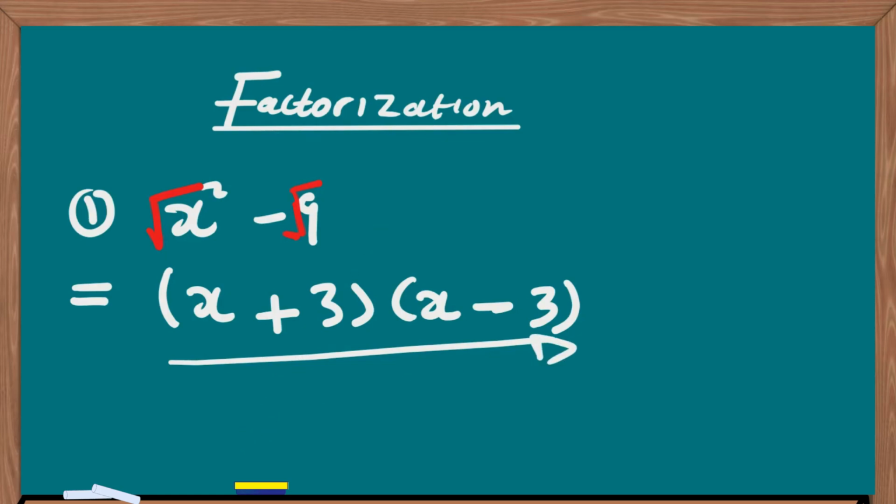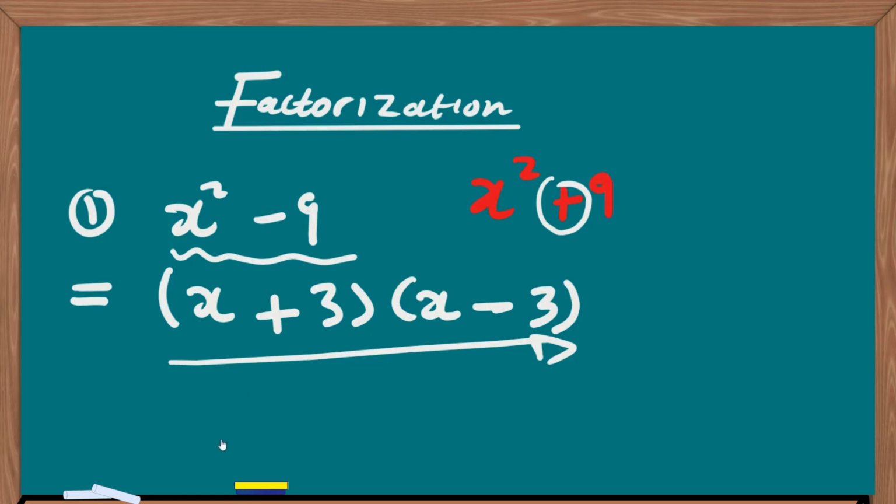It's important to notice that factorization only works with a negative, not a positive. What do I mean by that? Here we have x squared minus 9. If we had x squared plus 9, this wouldn't be factorizable, because of the sign in between. The positive sign doesn't work in the difference of two squares. It always has to be negative in between.